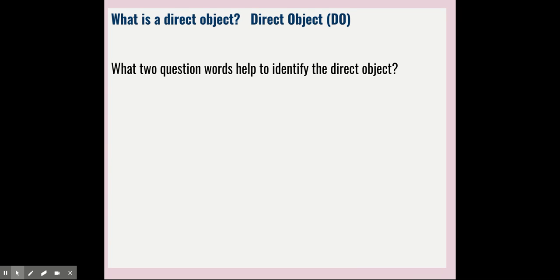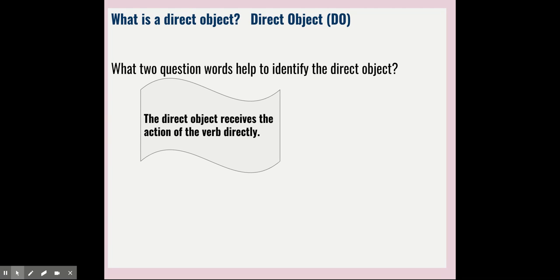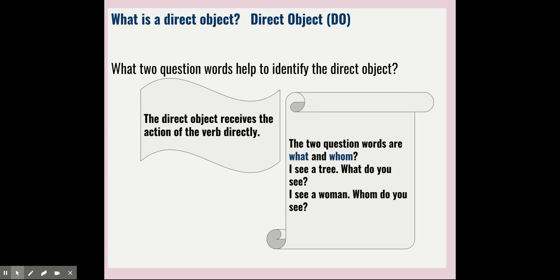So what is a direct object? What two question words help to identify the direct object? If you want, pause and think and try to define what is a direct object. How do you know what is a direct object? The direct object receives the action of the verb directly. How did you do? The two question words are what and whom.